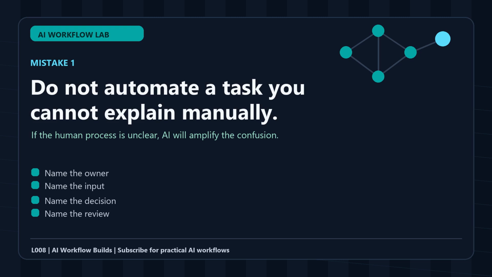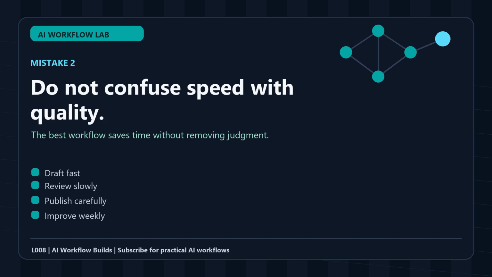The second mistake is confusing speed with quality. AI can draft quickly. That does not mean everything should move quickly. The workflow should speed up gathering, sorting, drafting, and formatting. It should not remove judgment from decisions that affect money, customers, health, legal issues, privacy, or reputation. So build a two-speed system. Draft fast. Review deliberately. For low-risk internal notes, you can move quickly. For public content, client communication, financial choices, or anything with real consequences, slow down and check.